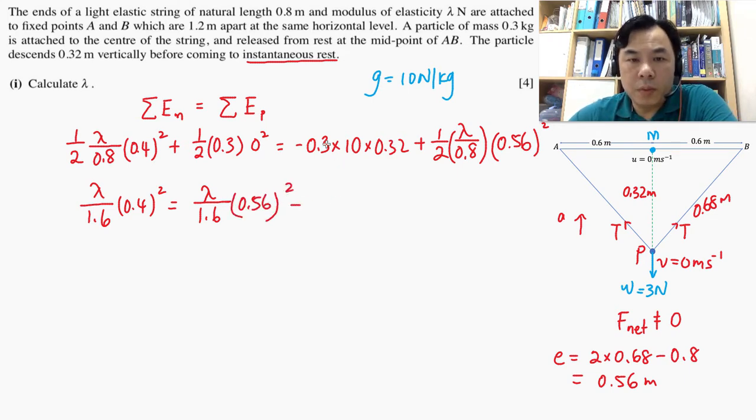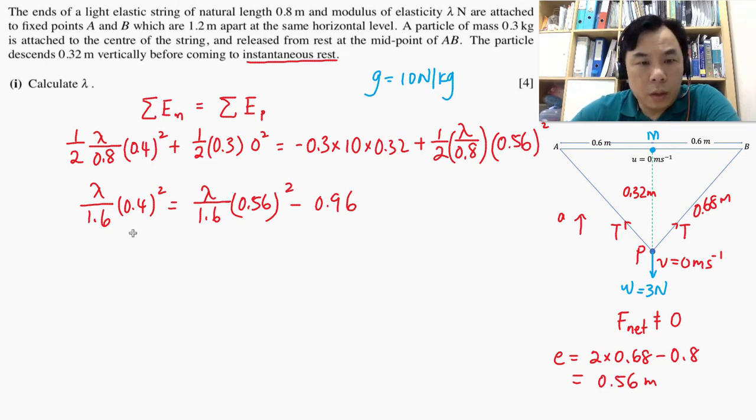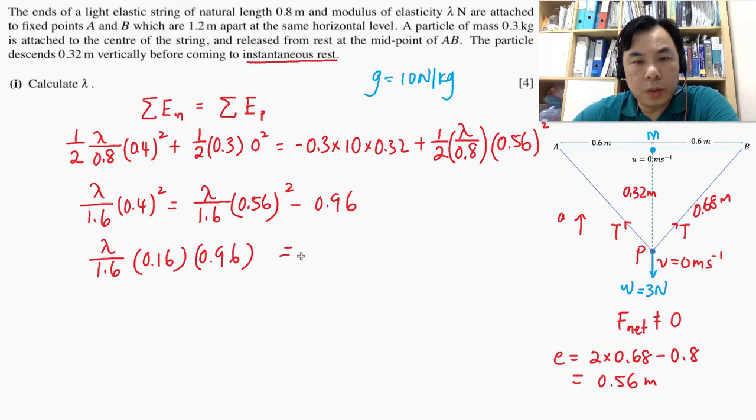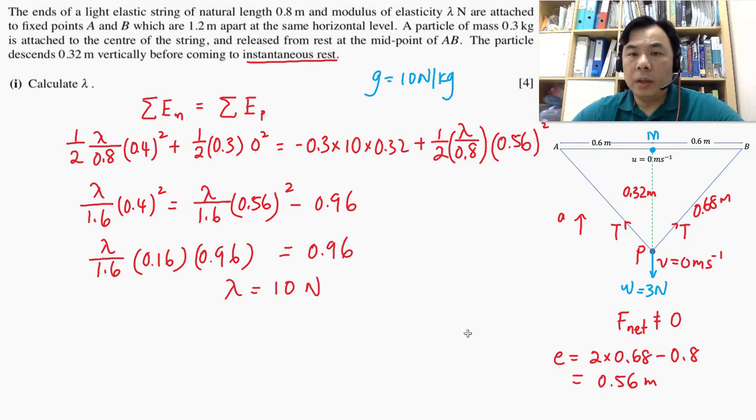From here, I can just simplify that. That will be 0.96, I assume. Let me check one more time. Yep, okay. And then from here, I can move this over to the other side. For simplification, I'm going to have 0.16 and then 0.96 here. That should be the same as 0.96 after rearranging. So from here, you can see that lambda can be obtained quite directly as 10 Newton. I hope that gives you a simple idea as to how to solve this Hooke's law related problem using conservation of energy.